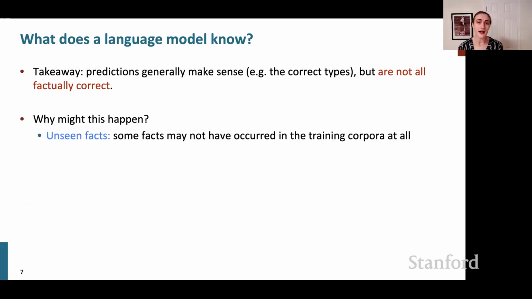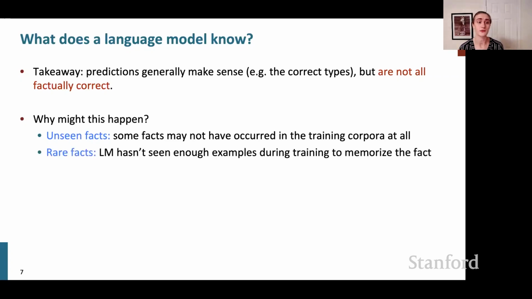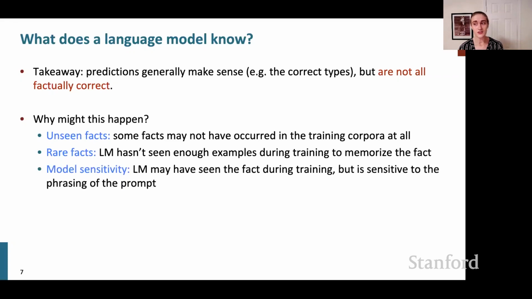Well, for one, the fact might not have been seen in training, and you can't expect the language model to do more than recall facts that it has seen in training. It can't make up facts about the world, for instance. It's also possible the fact is just really rare. So maybe the language model has seen the fact during training, but it hasn't seen it enough times to actually memorize the fact.